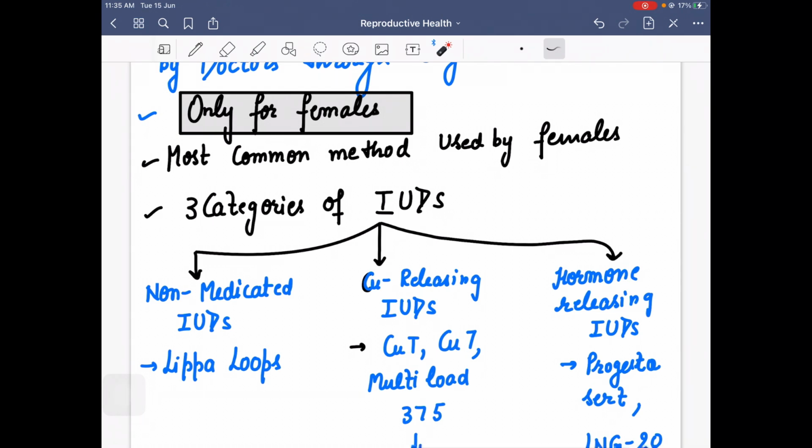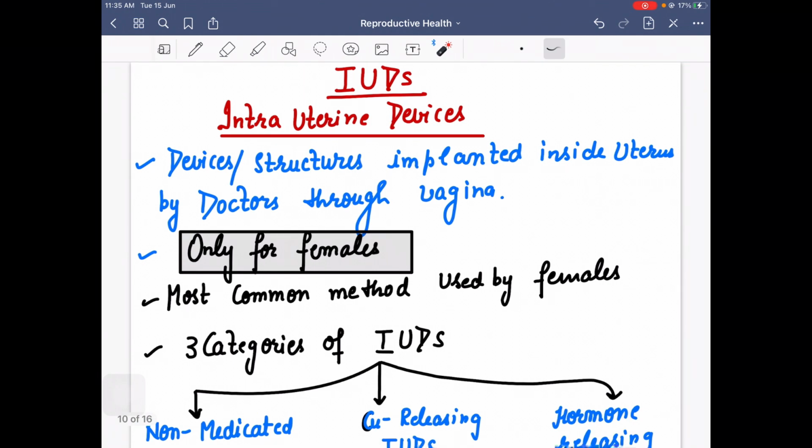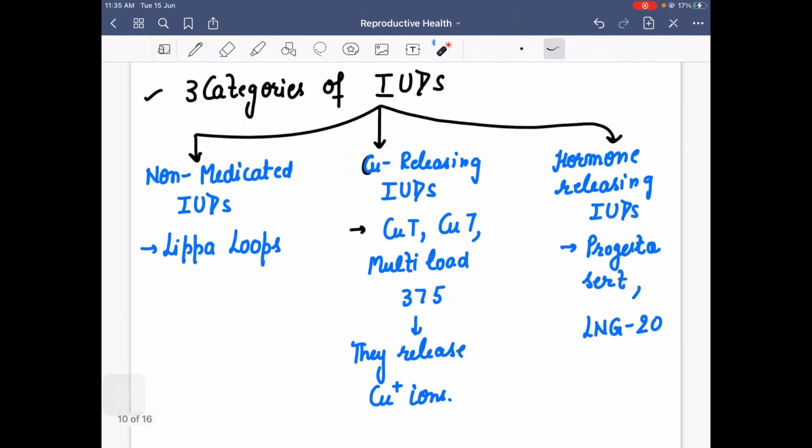So these are some structures. Basically, when we say devices, these are some kind of structures which are put inside the uterus. So non-medicated IUDs include Lippes loop, a loop like structure. Copper releasing IUDs contain Copper T, Copper 7, Multiload 375, and look at their name. Copper T, Copper 7, they release copper ions. Then there is a third category also, hormone releasing IUDs, and very common ones are LNG-20 and Progestasert, right?